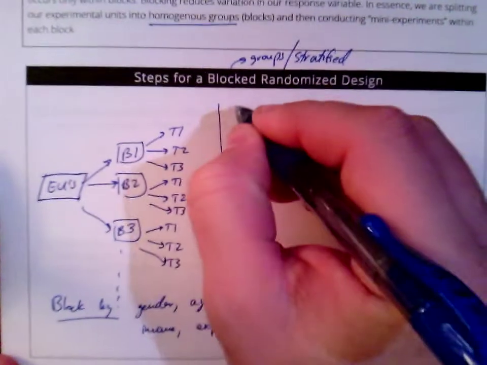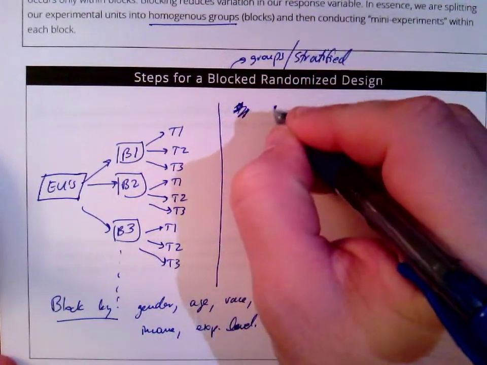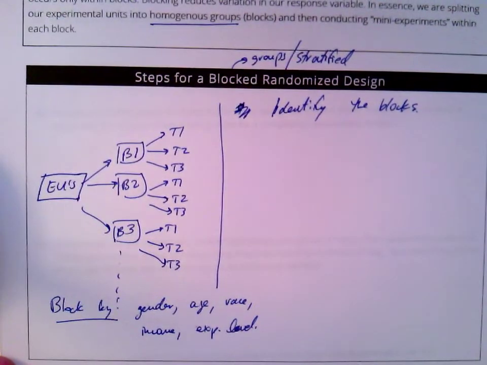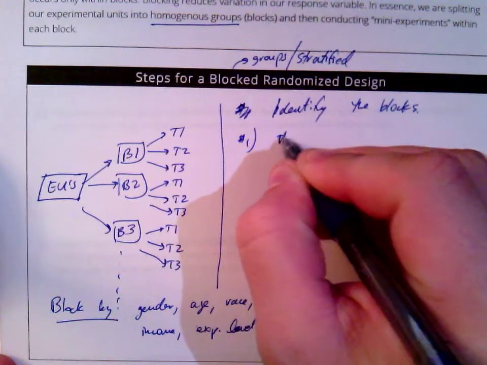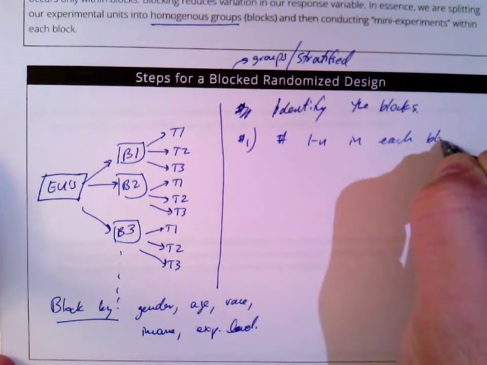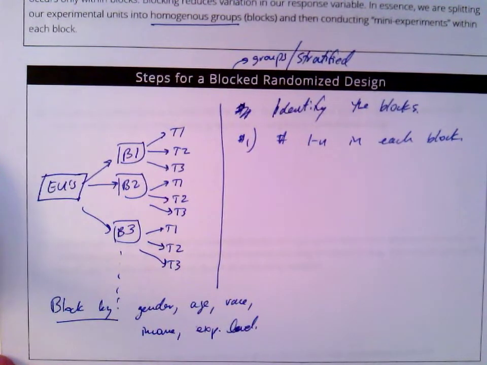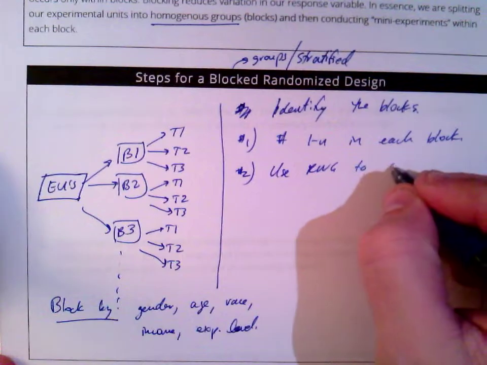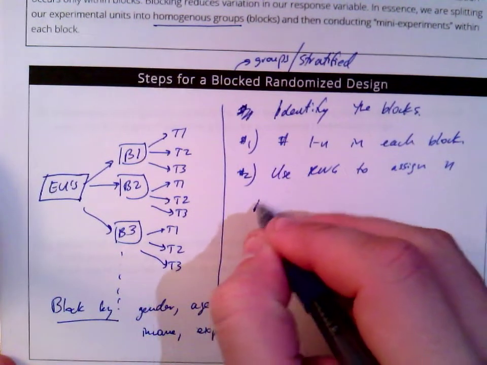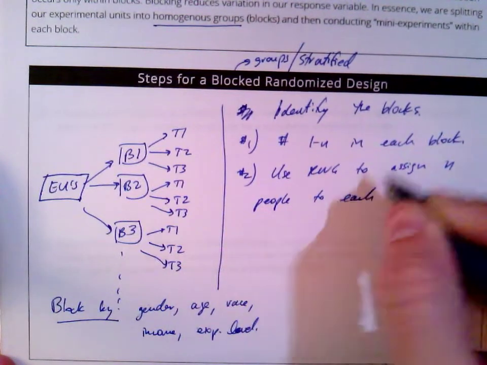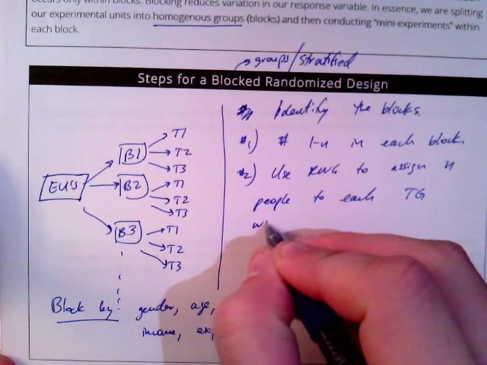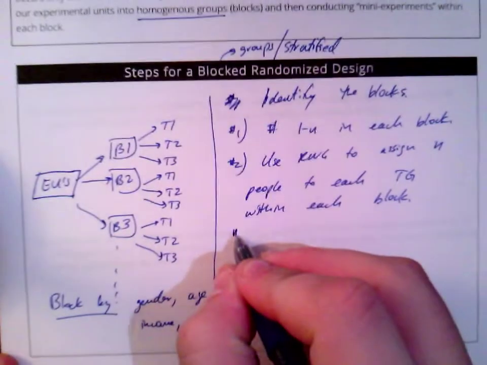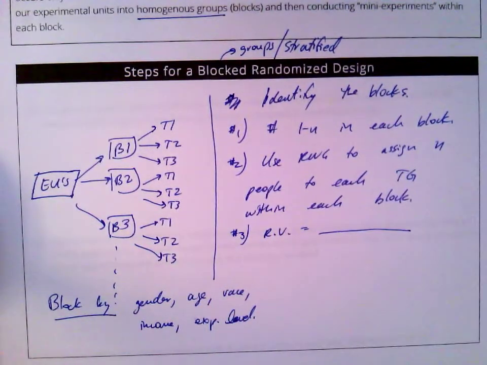All right, so my steps. First, we need to identify the blocks, what are we blocking by, just like in stratified random sample. Step number 1, number 1 through n in each block. Blocks don't have to be the same size, that's okay. Step 2, use an RNG to assign n people to each treatment group within each block. And then step number 3, measure whatever the response variable is.